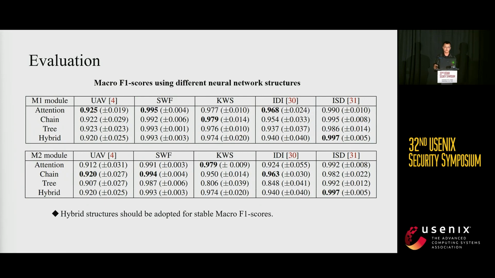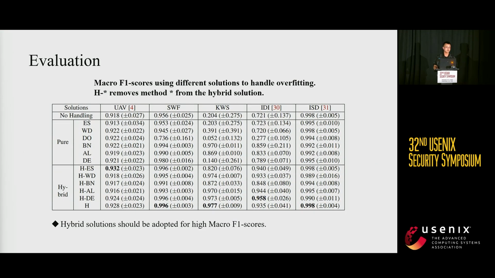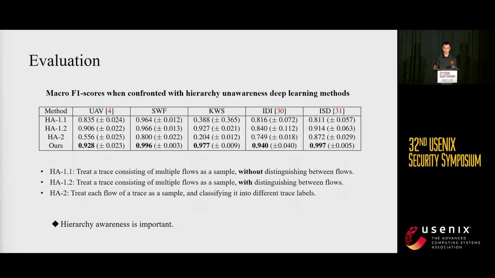Next, we evaluate different neural net structures to see what the best structure is for traffic fingerprinting. We change the neural network structures in both M1 and M2 modules. The results show that we should adopt the hybrid structures as they have the highest average macro F1 scores. We also performed another ablation study to test different solutions to handle overfitting. The slides show the F1 scores using different solutions. Again, the hybrid method achieves better and more stable performance than the pure ones.